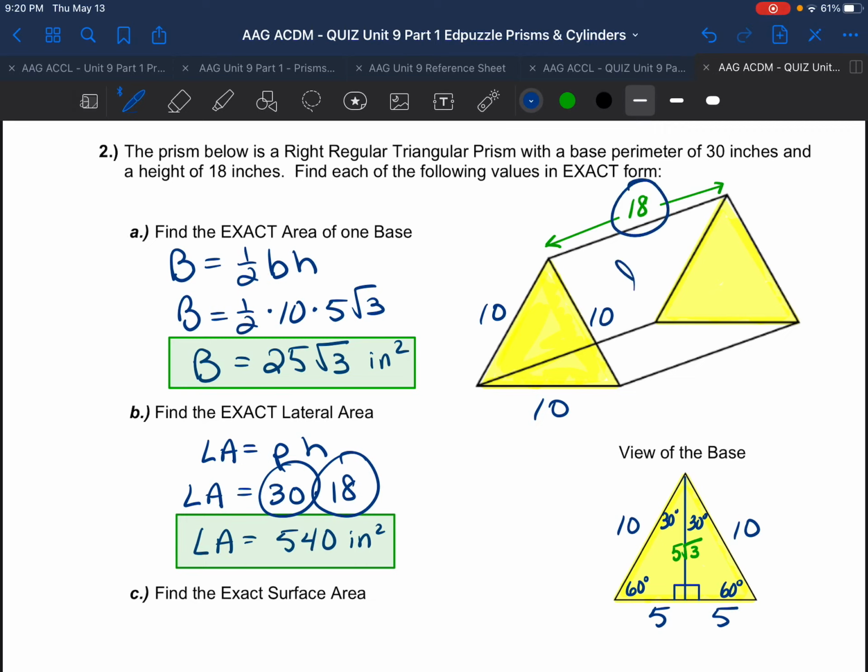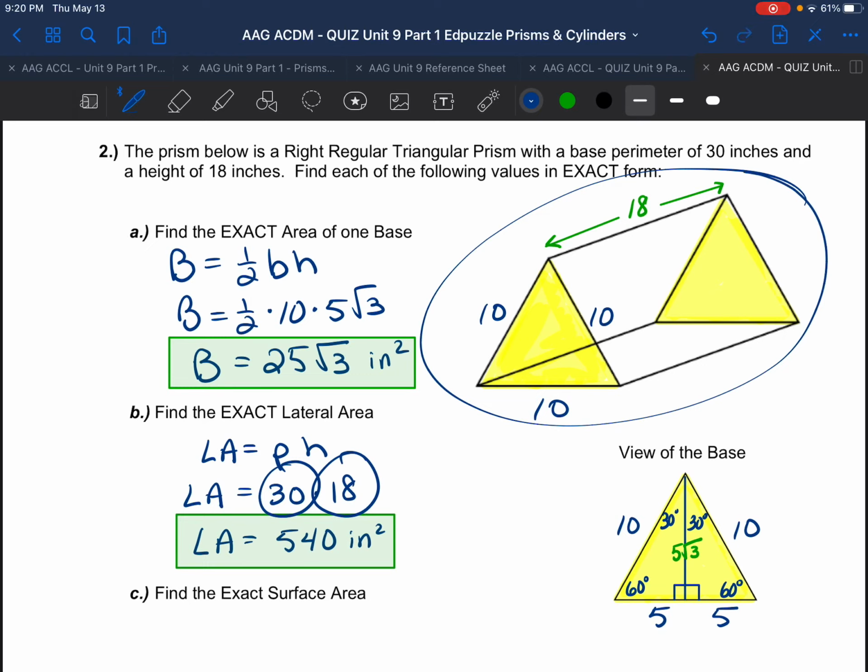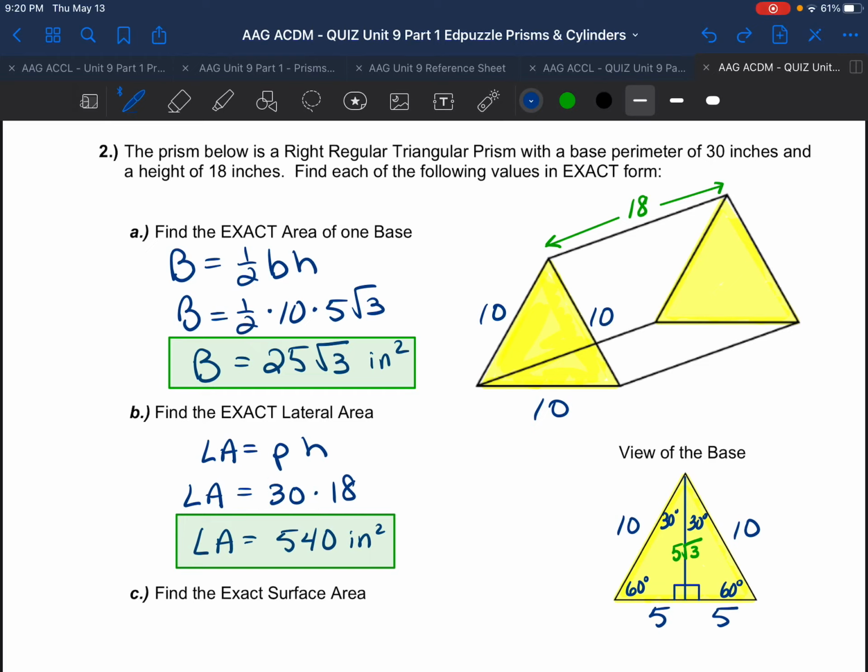Take a look over here on this diagram, ladies and gentlemen. I know that it doesn't look like the height, but remember, this is knocked over. It's kind of toppled over. Picture standing this entire prism up on its bases. 18 would be how tall it is. So your lateral area is going to be 540 inches squared. Again, if you missed this, guys, just fix it. We're going to use it in the next couple of questions.